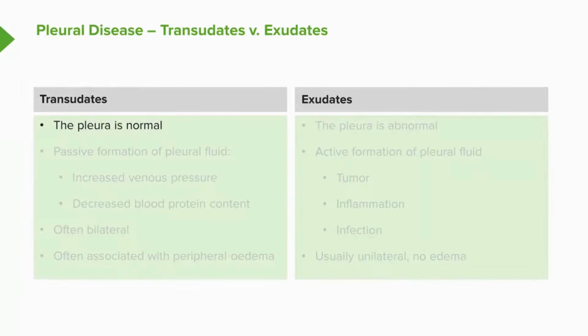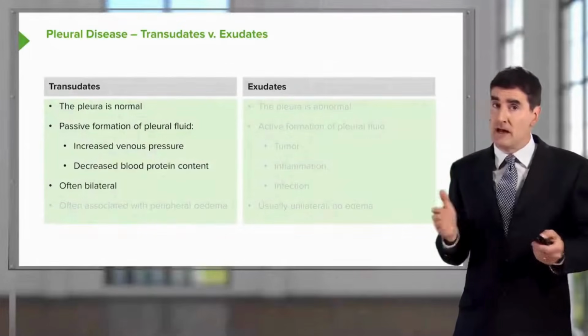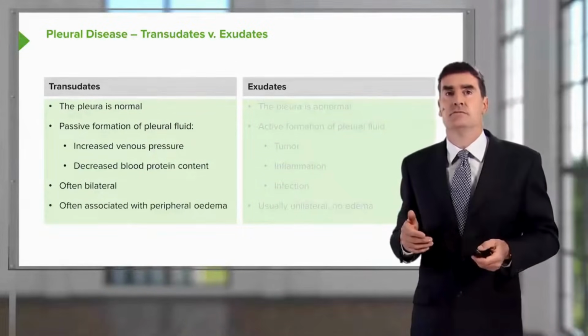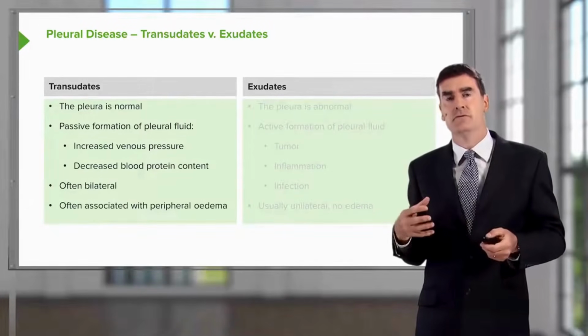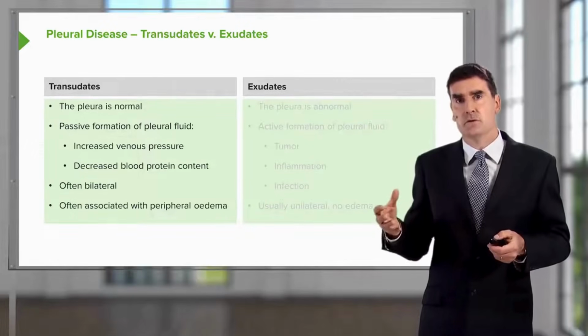The big question with pleural fluid is whether the patient has a transudate or an exudate. Now, the difference is that in a transudate, the pleura is normal, and what you're getting is excessive formation of pleural fluid by a passive transfer across from the blood. So this occurs in increased venous pressure, such as heart failure, or a low oncotic pressure of the blood, such as decreased blood protein content. These may be bilateral, but can be unilateral, and they can be associated with peripheral edema because the same mechanisms that cause pleural fluid in these patients will also cause peripheral edema.